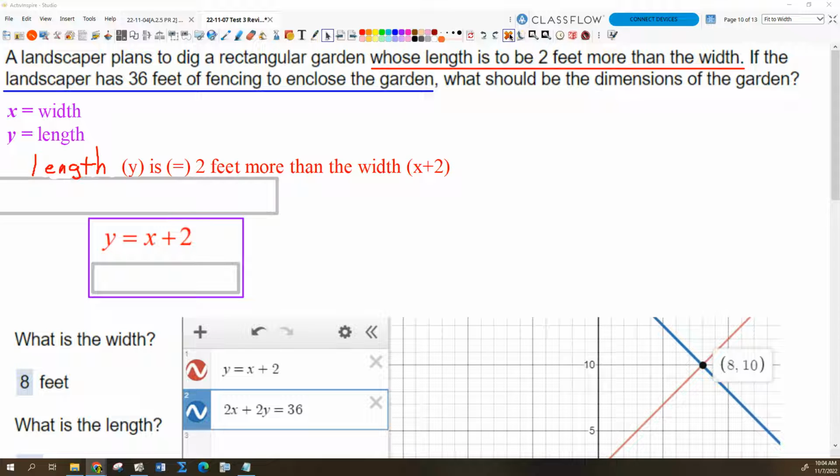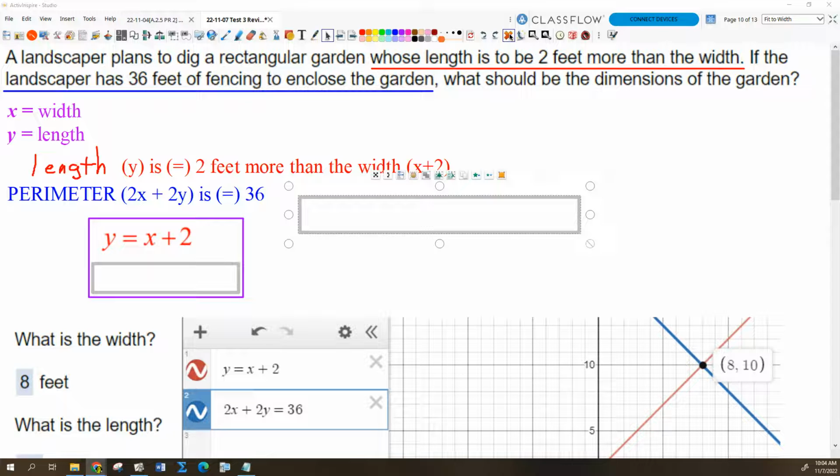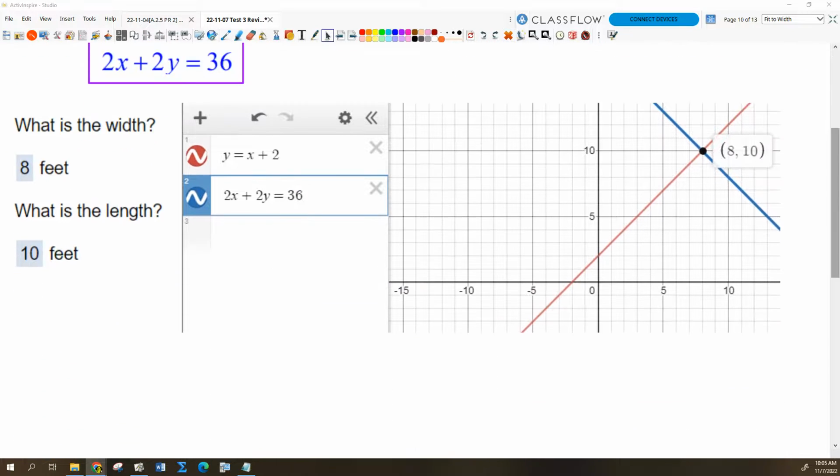If the landscaper has 36 feet of fencing to enclose the garden, what do we call that? If 36 feet encloses the rectangle, what's that quantity called? Perimeter. There you go. Right? So the perimeter, which is 2x plus 2y, is equal to 36. So there's our two equations. We graph them in Desmos. I find the intersection, and what's it telling us? Well, it's telling us that the ordered pair is (8, 10), and we said that 8 was the width, right?